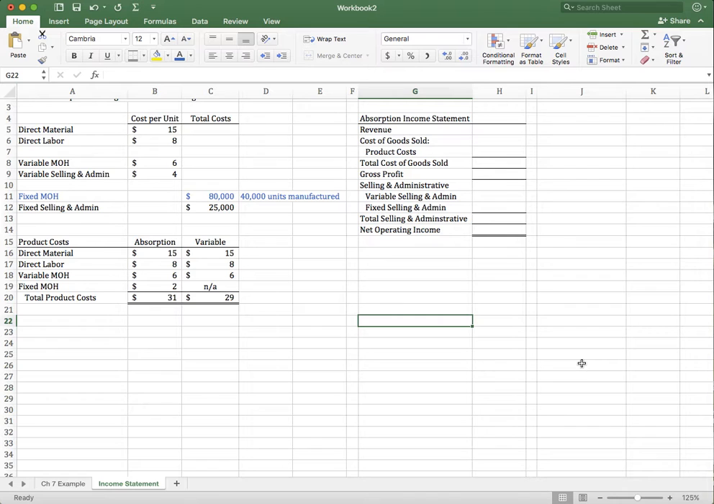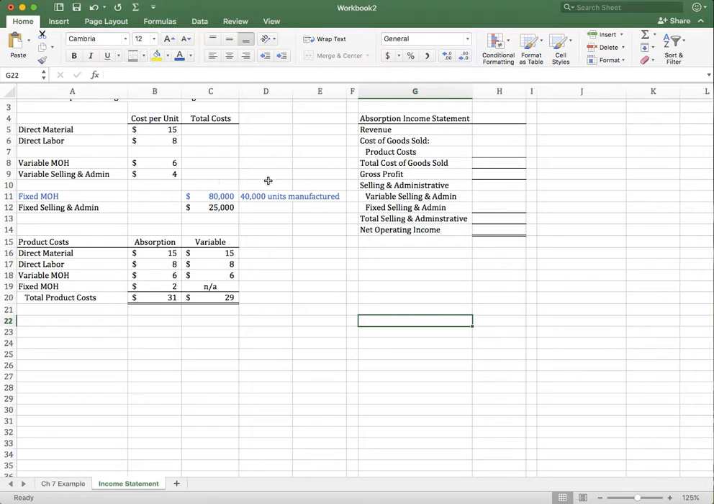So most important is, how do we use this information? Hopefully that'll help you to understand. Since we have product costs for both the absorption and the variable methods, now we need to create an income statement using the absorption income statement and then with the variable income statement.